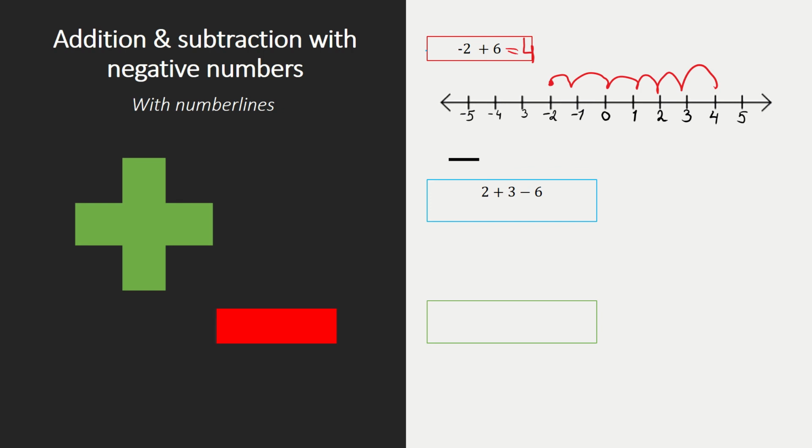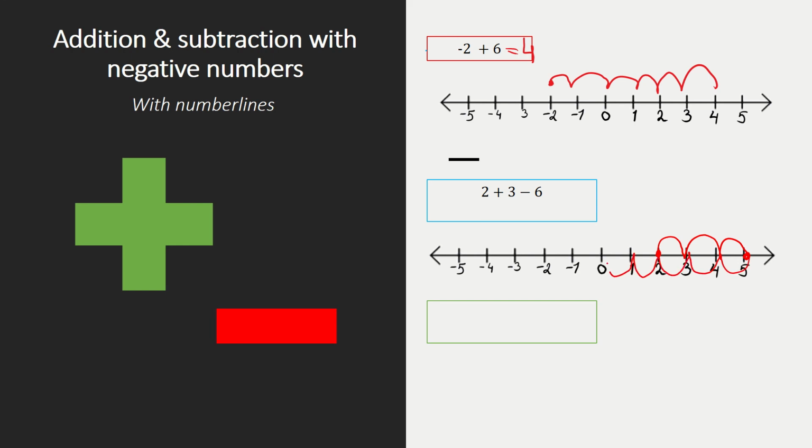What about 2 plus 3 minus 6? We need 2 steps. We do 2 plus 3. So we start at 2, and we jump 1, 2, 3 spots to 5. Afterwards, we're going to subtract 6. So we're going to decrease. So we're going to the left. So 5 minus 6 is 1, 2, 3, 4, 5, 6. That means our answer is minus 1.